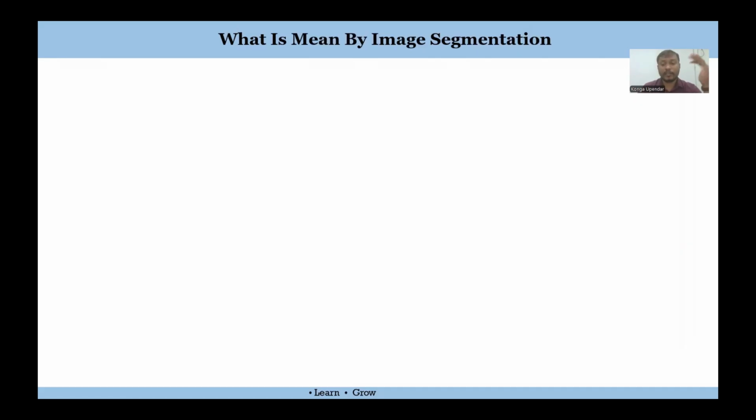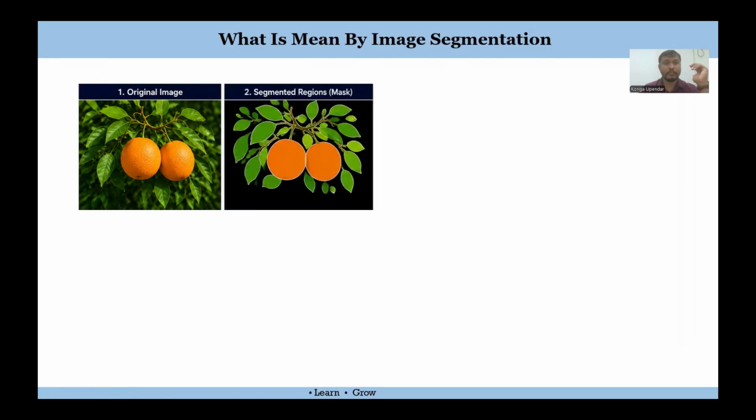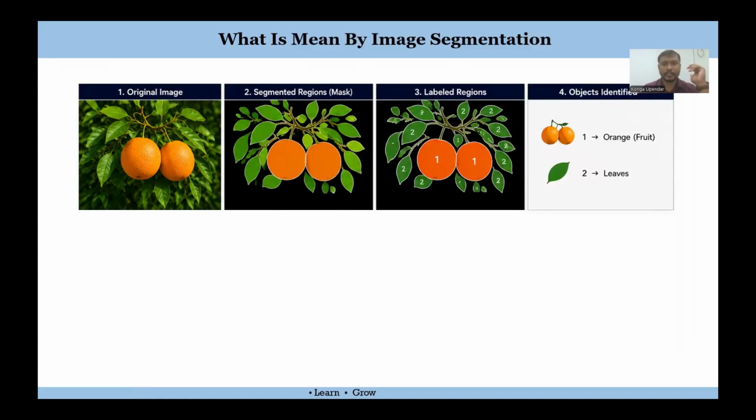Now we'll see one example here. You can see in this image, there are fruits and plant leaves. If I use any image segmentation model, it has to divide the image into parts or regions as per the definition. Now we can see here, the fruit is segmented separately. It is a special region. Leaves are there, and background. Okay, so this is a labeling. The first one is the orange fruit, and the next two are the leaves. So this is the main goal of image segmentation.